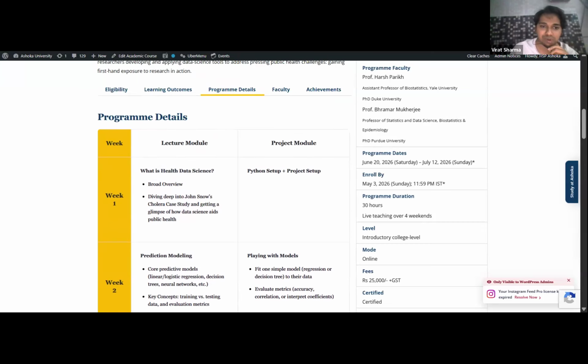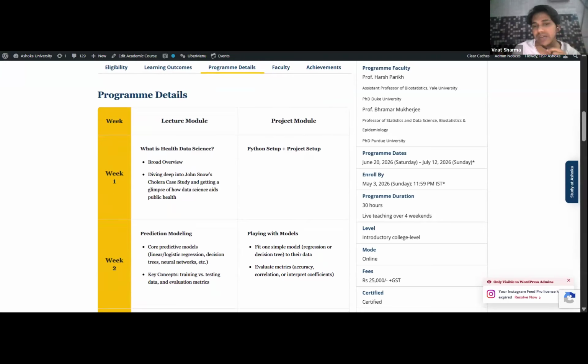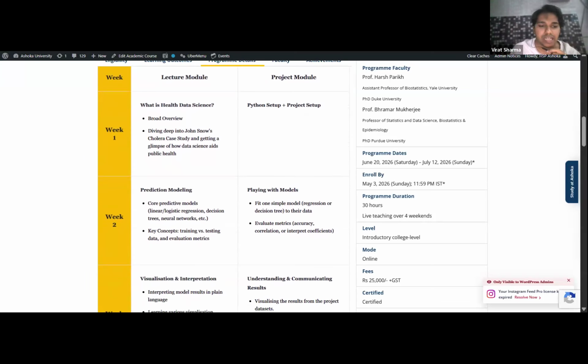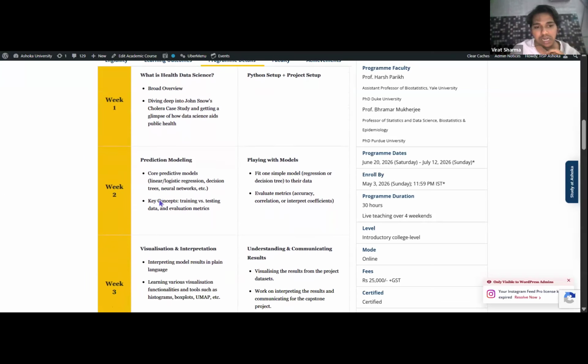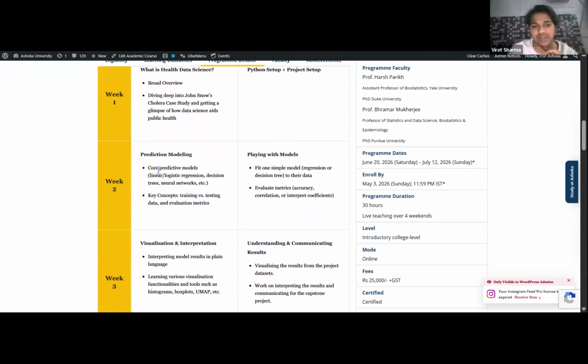And this is the breakdown of the course, which you can access on the website. Week 1, we will go over very basic steps, what is health data science, where we cover the broad overview. And in the project module, which will take place on Sundays, we will set up the Python and project setup. In week 2, we will work on prediction modeling, where we work on core predictive models such as linear, logistic regression, decision trees, etc., and go over key concepts such as what is training versus testing data and evaluation metrics.